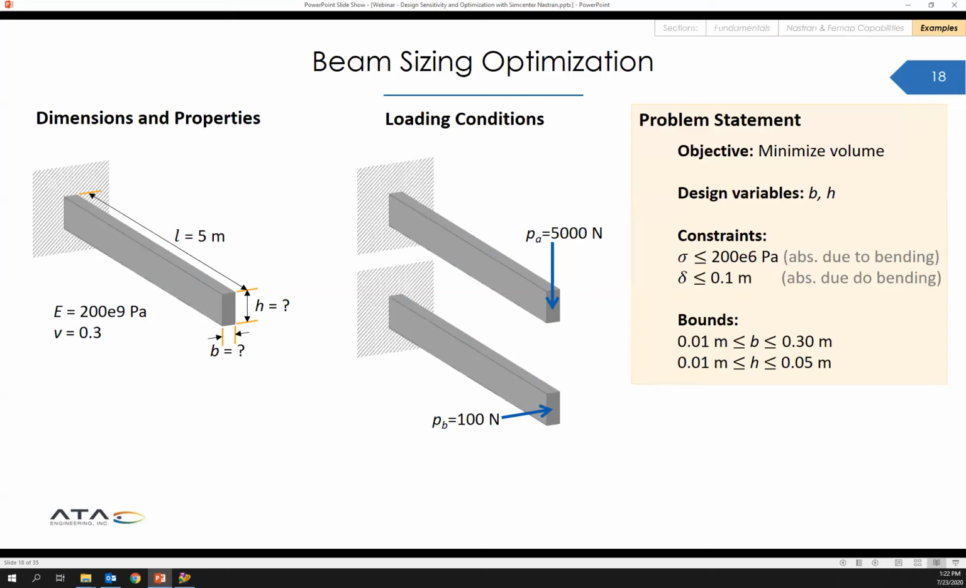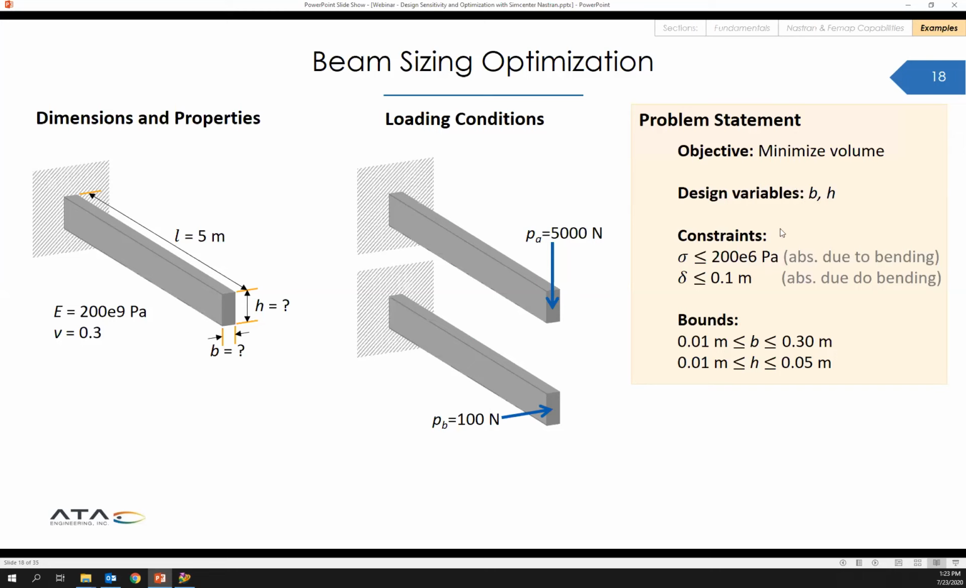So this first example is a beam sizing optimization problem. We see on the far left, we have a beam. It's 5 meters long. There's elastic modulus and Poisson's ratio defined. Length is defined, but we wanted to optimize the cross section, this base and height of the beam cross section. We're going to load it in 2 loading conditions. So a 5,000 Newton vertical load, a 100 Newton horizontal load. And we want to minimize the volume of this beam, which is the same thing as minimizing weight for uniform density structure. The design variables are the cross-section dimensions.